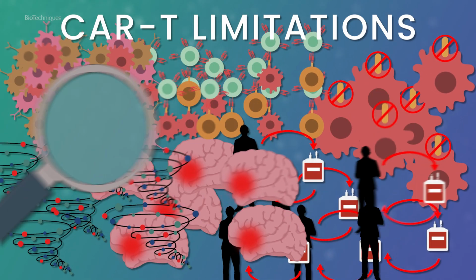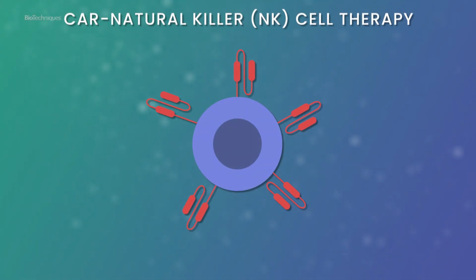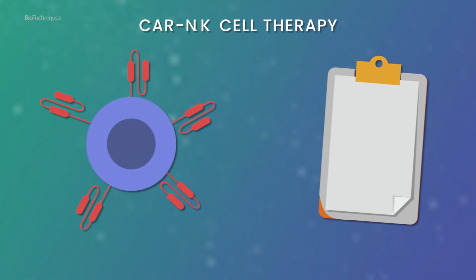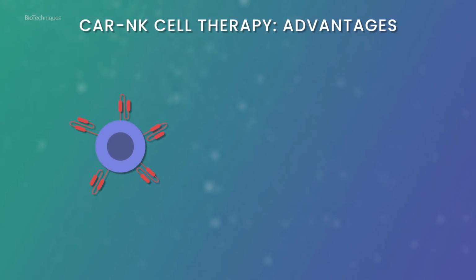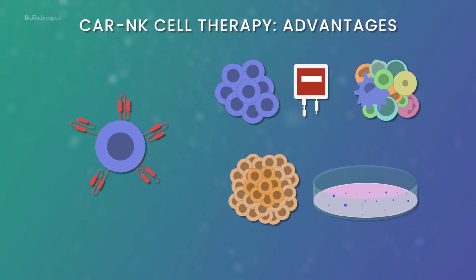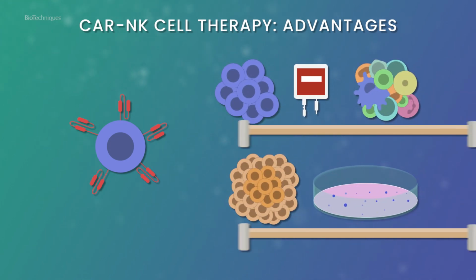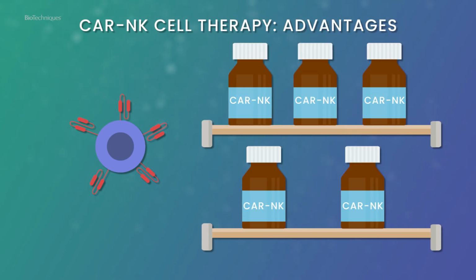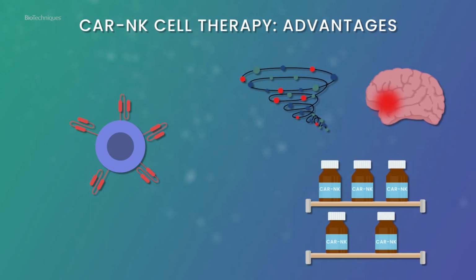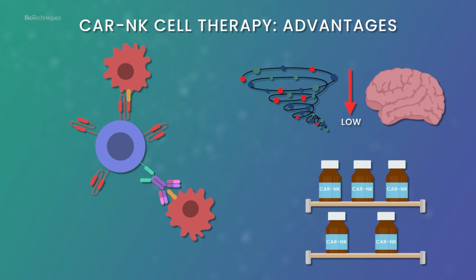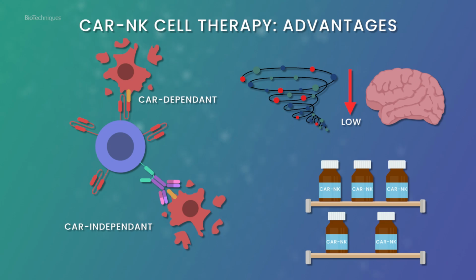Given these limitations, there is growing interest in exploring CAR natural killer cells as an alternative to CAR T cells due to their promising preclinical and clinical results. CAR NK cells offer unique advantages. They can be generated from various sources, as allogeneic CAR NK cells don't cause GVHD, making them attractive candidates for universal off-the-shelf immunotherapy. CAR NK cell therapies have demonstrated superior safety profiles with low risk for CRS and neurotoxicity. Furthermore, CAR NK cells identify and eliminate cancer cells through both CAR-dependent and CAR-independent mechanisms, boosting anti-tumour efficacy.